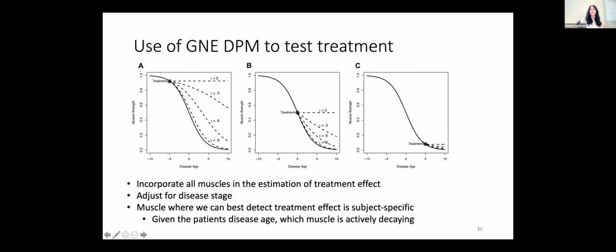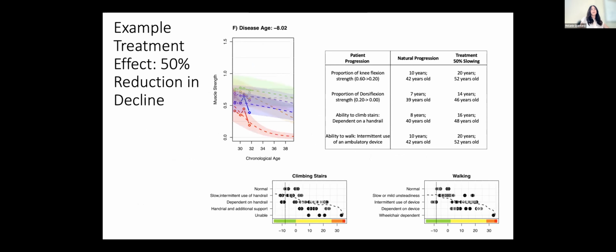Muscles that aren't expected to decline would not contribute very much, but those who are actively declining would contribute more. So that's another reason why we believe that using this GNE disease progression model would give us a lot of power. And this is just to give you some intuition behind what I mean by a 50% slowing. What would that actually mean clinically?